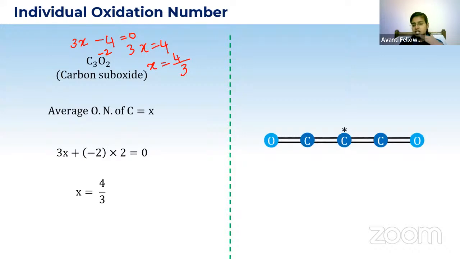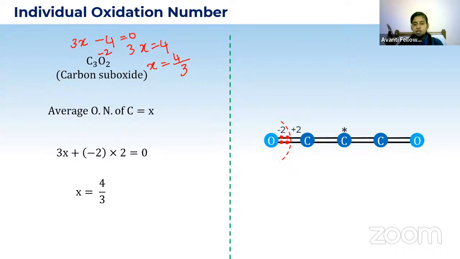So the structure looks like this. It is a linear structure. So we have 3 carbons. If I take the first double bond, that is the double bond between carbon and oxygen, oxygen is more electronegative. So it will gain the electron. And since we have 2 bonds, 2 electrons will be gained. So it will be -2 and +2. The carbon will lose the 2 electrons.